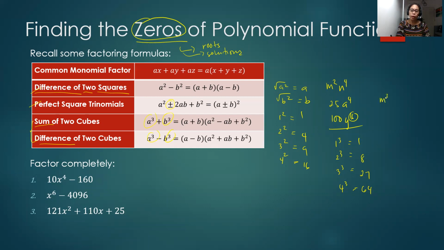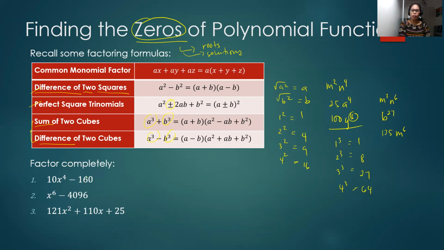So we have m cubed n to the 6. This is a perfect cube expression. And then b to the 27 is a perfect cube expression. 125 m to the 6 is a perfect cube expression because it satisfies the definition of a perfect cube expression. Now we will try to factor each of these polynomials, and then we're going to make use of these factoring formulas.